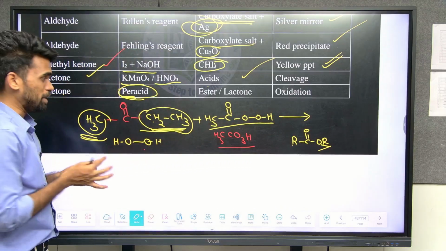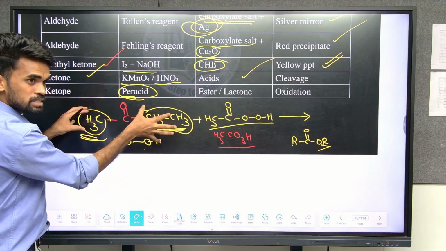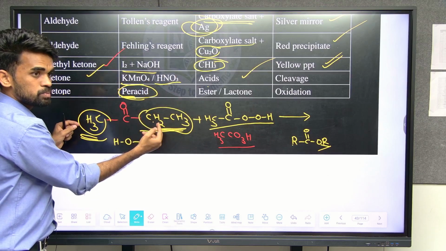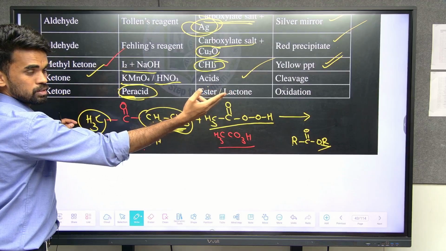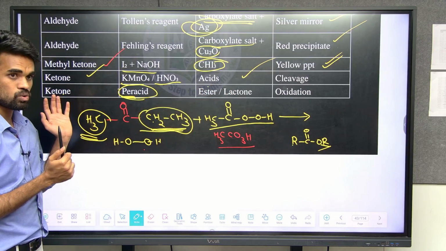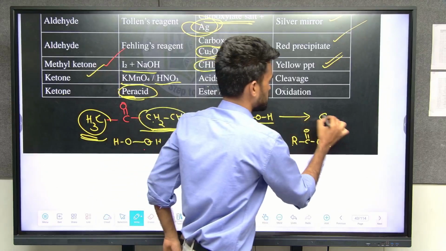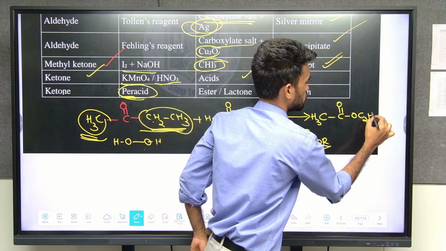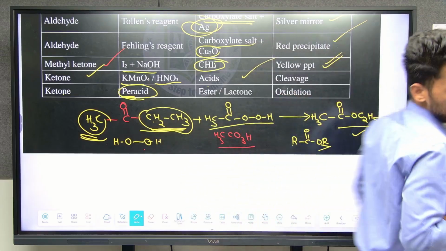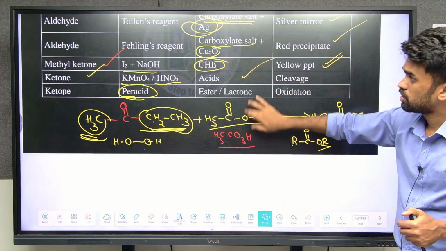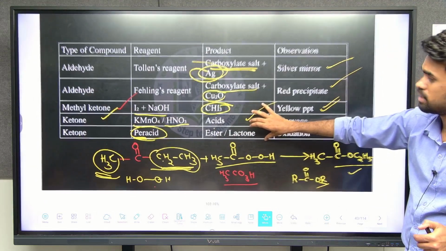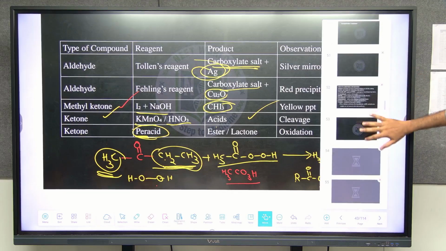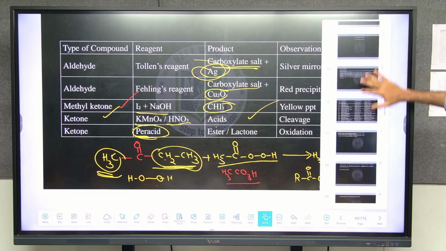Which group? Depends on their sizes. Which is bigger size, that converts into OR. Once again, out of these 2 alkyl groups, which will convert into OR form? Bigger one. So I should write CH3COOC2H5. This is your answer. Okay. You can make this table, otherwise later you can do. Okay. Next one, we'll start discussion on carboxylic acids.